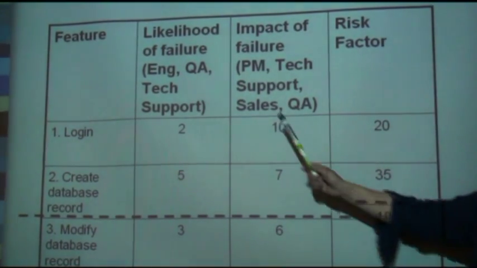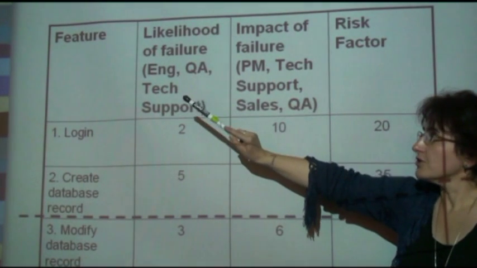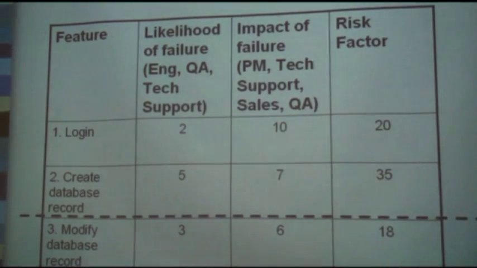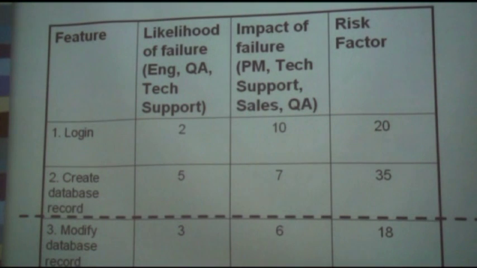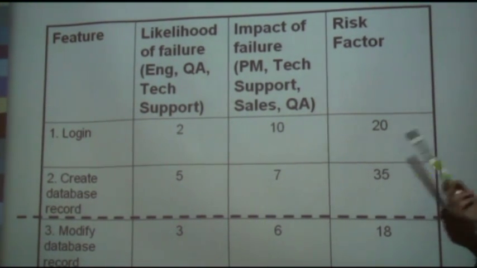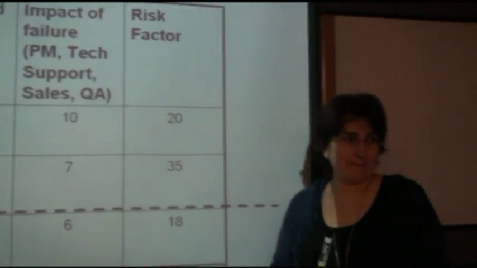For example, the people from whom you get these inputs are QA, engineering, and tech support. Those are the people who know. Tech support works with customers, so they take support calls. They have some historical data. They know which features are historically failing for this company. Development, believe me, they may not tell you, but they will know their code very well.